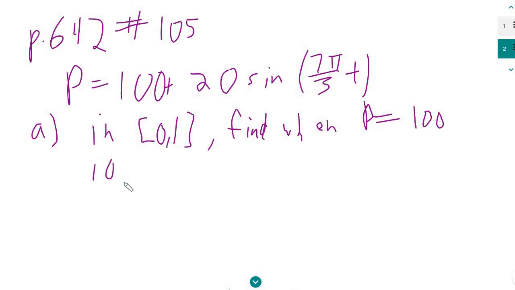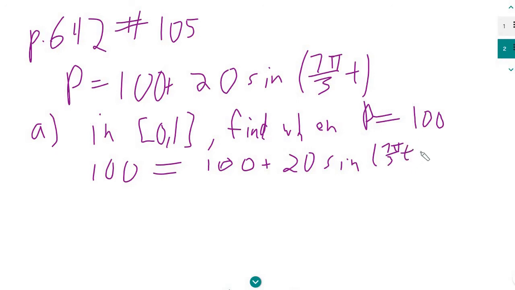So we're just going to write our equation with the 100 plugged in. 100 equals 100 plus 20 sine of 7 pi over 3 t. Okay? Subtract 100 from each side, and then divide each side by 20. If you do that, you would get 0 equals sine of 7 pi over 3 t.